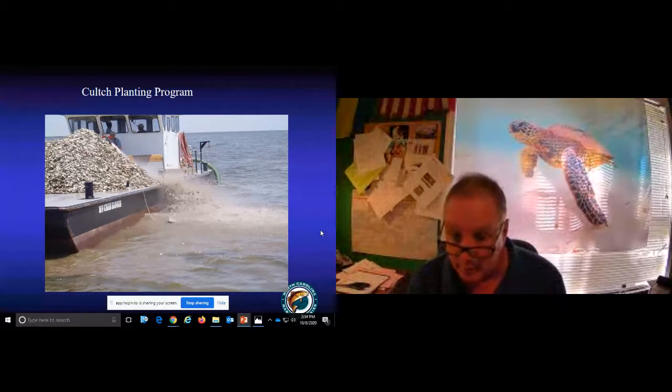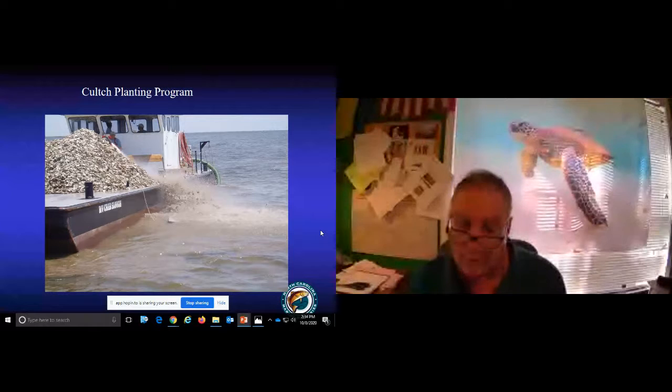Oyster reefs are extremely productive. They are as productive as coral reefs that you see in the Caribbean. Not nearly as pretty, but they are just as productive.